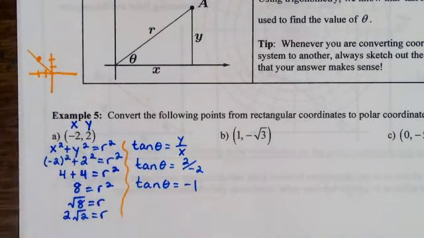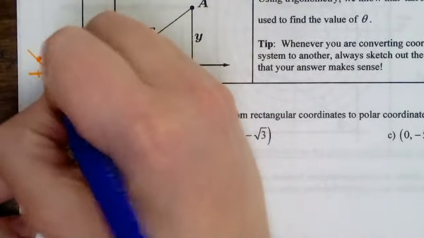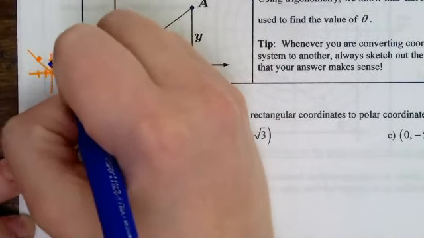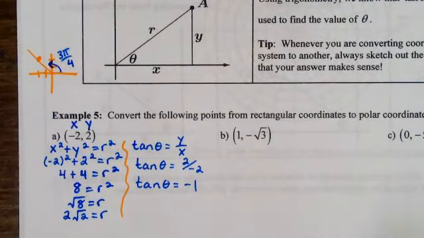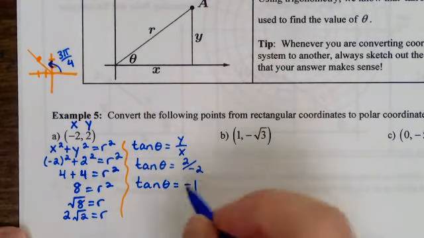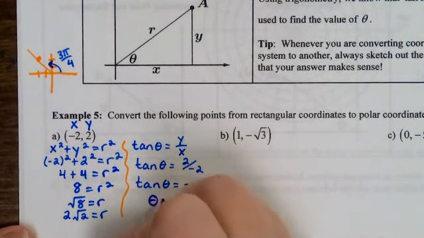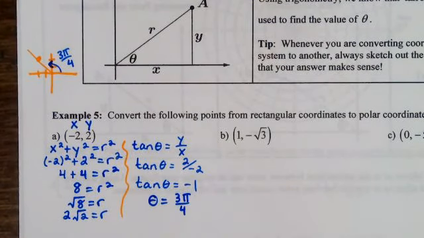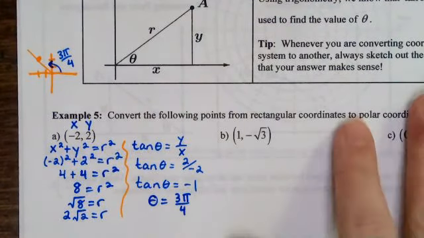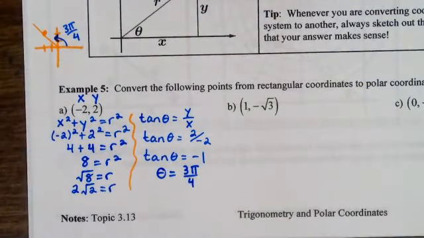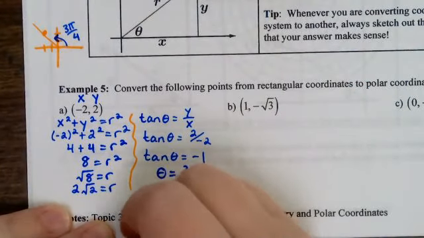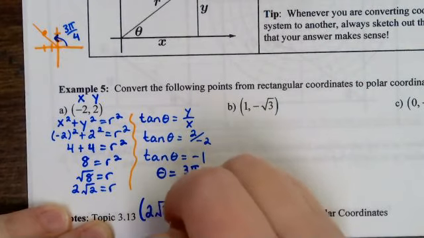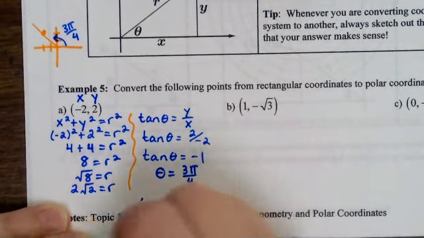Well, this is 3 pi over 4. So that's the one we want, because that's where that's located, okay? If it had been the other one, we would have used 7 pi over 4 or negative pi over 4. Technically, either one would be fine. All right, so theta is 3 pi over 4. That is a correct answer. And so to give me the full coordinate, I would say 2 square root 2, 3 pi over 4, like that.